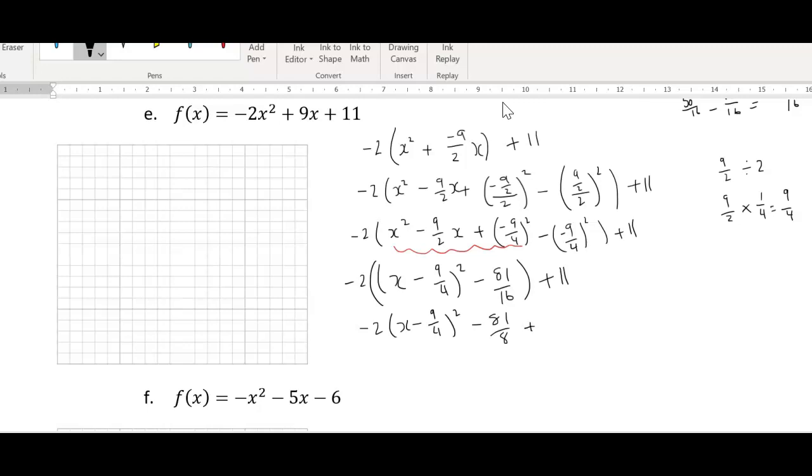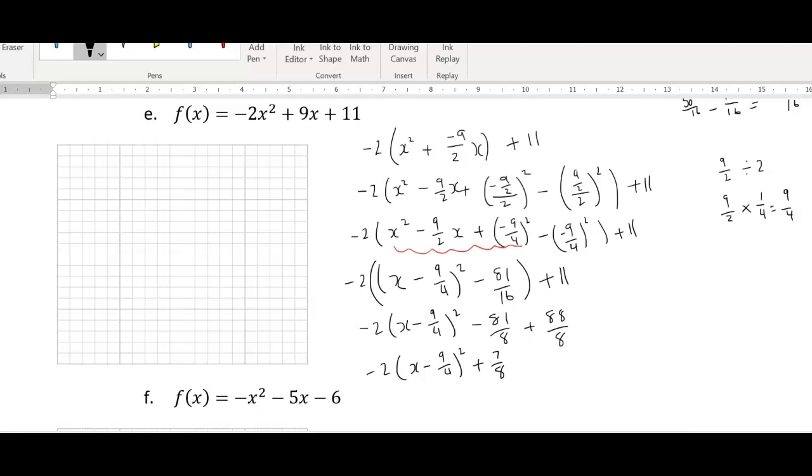Now, sometimes it's easier just to rewrite it now with the same denominator. So 11 is the same as 88 on 8. And I'm just going to tidy that up. This is a very tricky one. All right, so negative 81 plus 88 is going to be 7 on 8.